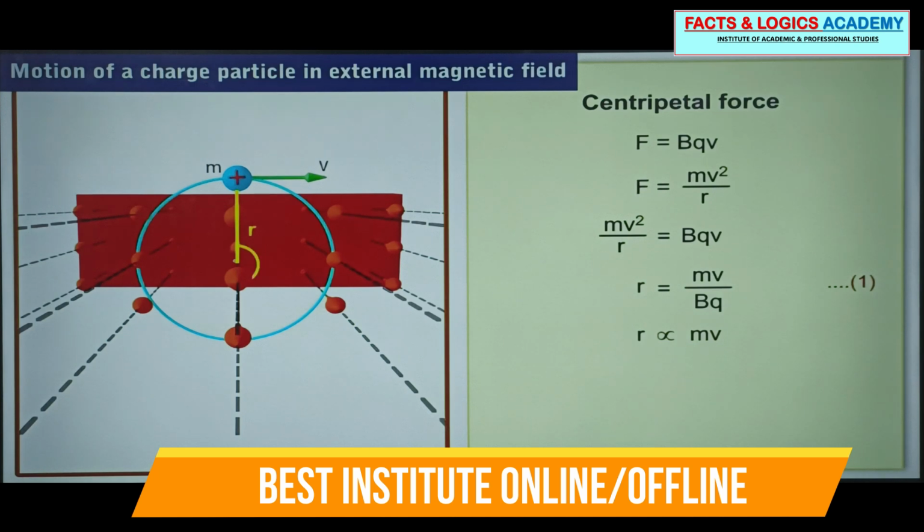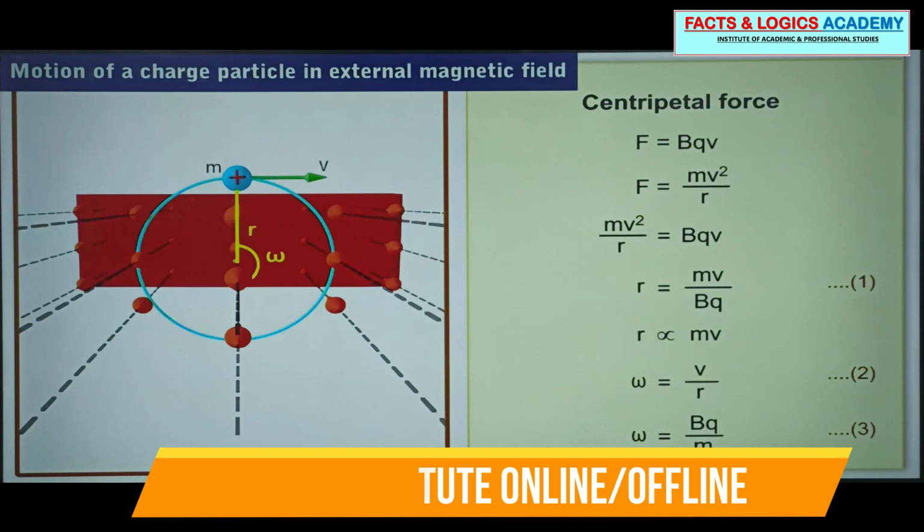The charged particle executes uniform circular motion with a fixed time period T and angular frequency omega. Here, omega is equal to v by r. Let us label this as equation 2. Comparing equations 1 and 2, the angular frequency of the charged particle omega is equal to BQ by m. Let us label this as equation 3.